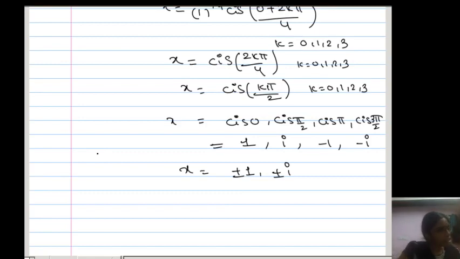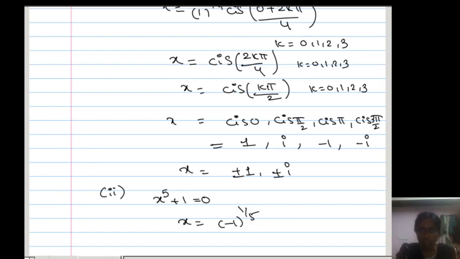Next, the second question. What is the second question? X power 5 plus 1 equal to 0. So x power 5 plus 1 equal to 0 means what is x here? Tell me. Minus 1 whole power 1 by 5. So now I want to find the fifth root of the complex number minus 1. What is r naught? 1 only. What is theta naught? Minus 1 lies on the negative x axis, so the principal argument theta naught is pi. Already we discussed those things.